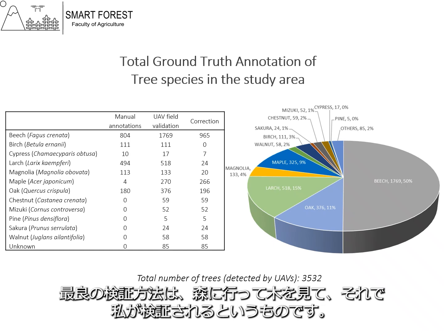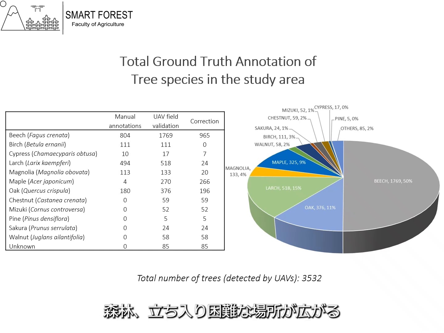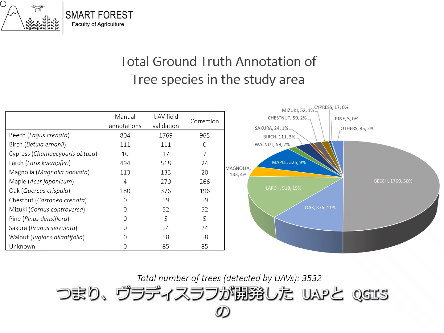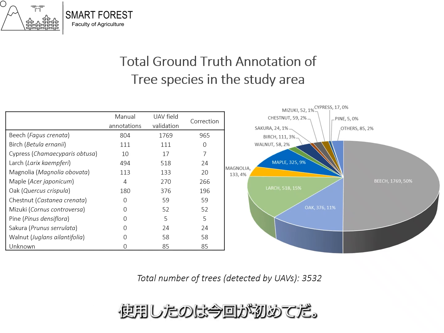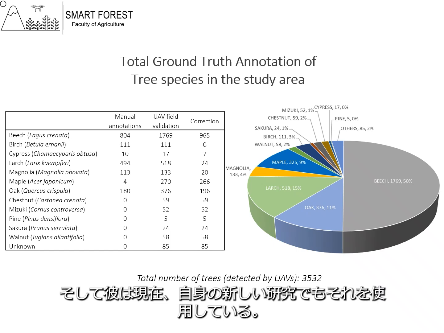The best validation method is that you go to the forest, look at the tree, and verify it. But in 20 hectares of very rough terrain, of very closed forest, of not accessible places, it's almost impossible. So this methodology that Vladislav has developed of UAV and QGIS is really good. It's the first time somebody has used it. So I hope in the future many people will use it. And he also is using it now in his new study.